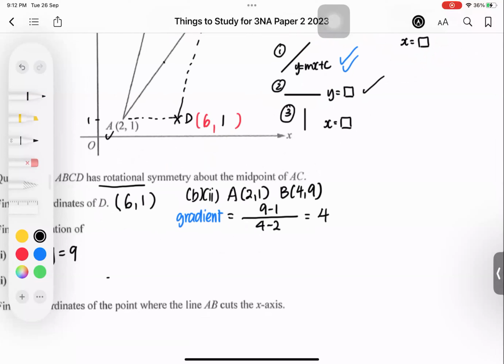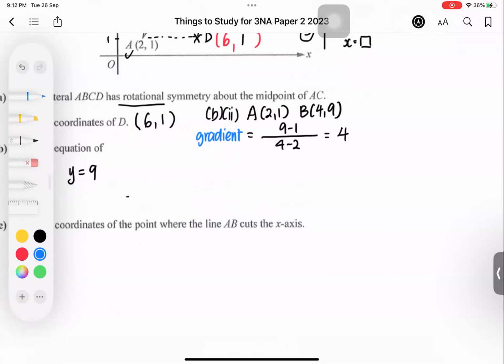Is it 4? Are you still alive? No. The brain died already. Okay, never mind. Okay, gradient is 4. Slowly giving up. Last few part, the graph, I think I'll leave you to do the graph on your own. Let me finish up this last question. Okay, but this one cannot give up.